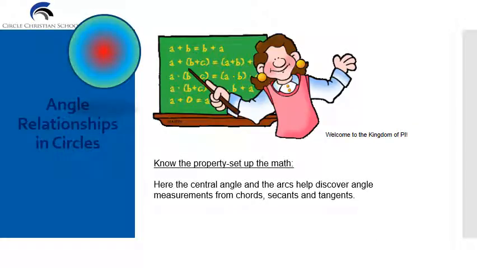Angle relationships in circles. Now we're to the point in geometry where you have to know about the properties, because it'll help you set up the math. Things that you can do is make little cards of each one of the little properties so that you have them to go back to. A good page in one of your spiral notebooks so that you have a page to go back to.